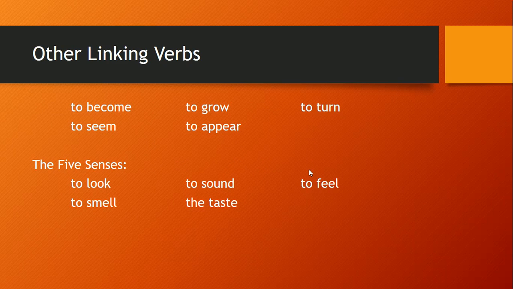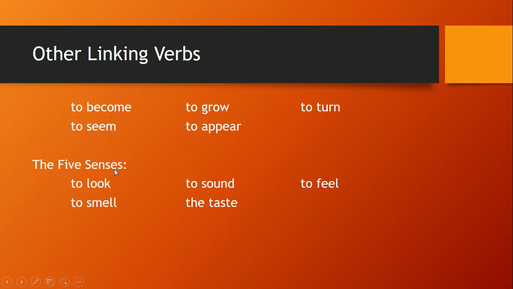To be is just the granddaddy of them all. We also say to become, to seem, to grow, to appear, to turn. So I could say, I become sleepy. I seem contented. All of those things will work because all of those can be linking verbs, and there are more.